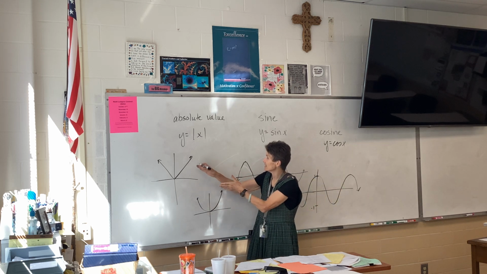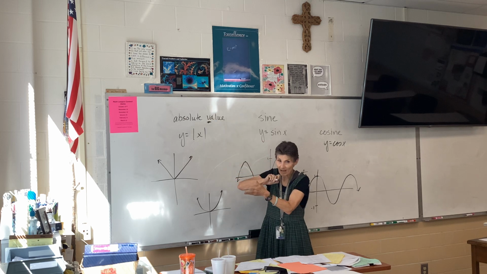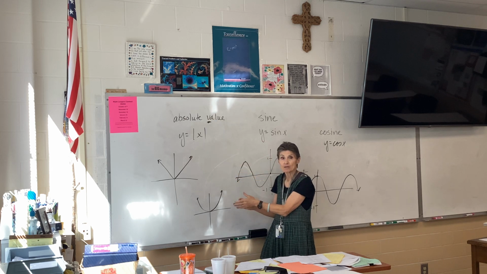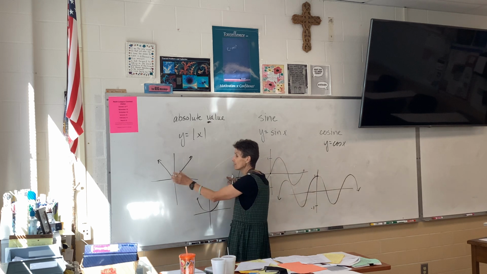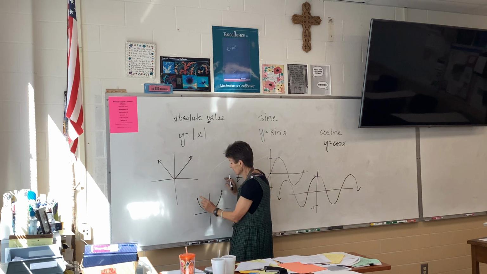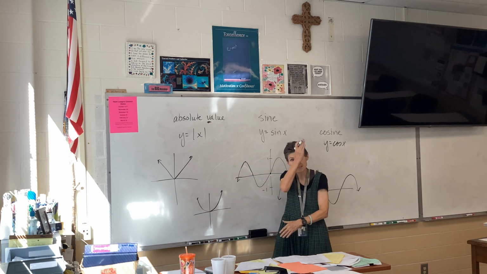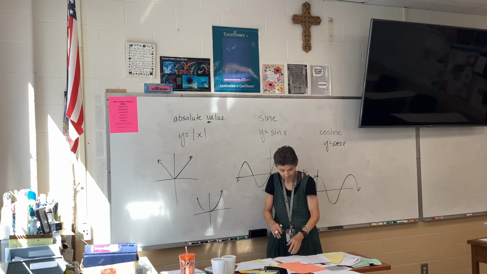So you need to make sure they're very, very similar. This is a V, absolute value. This is a U, a parabola. So you want to make sure that your absolute value has a nice sharp point, but your parabola is nice and rounded.